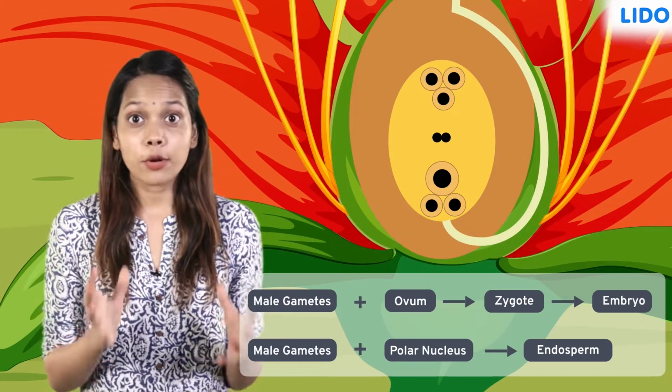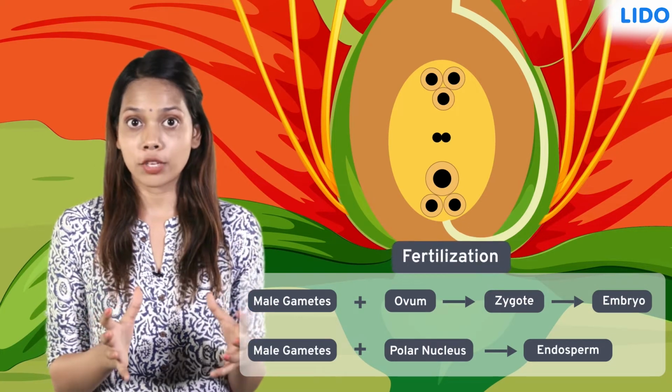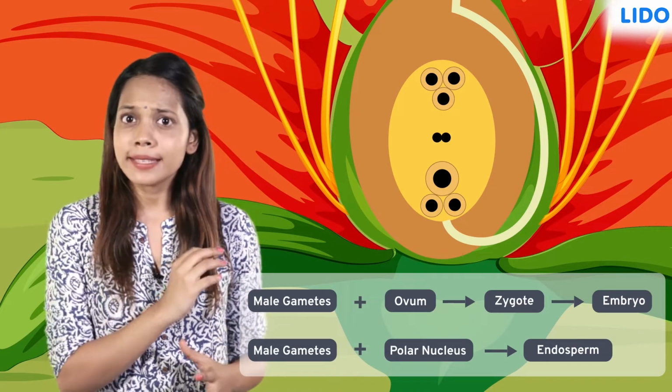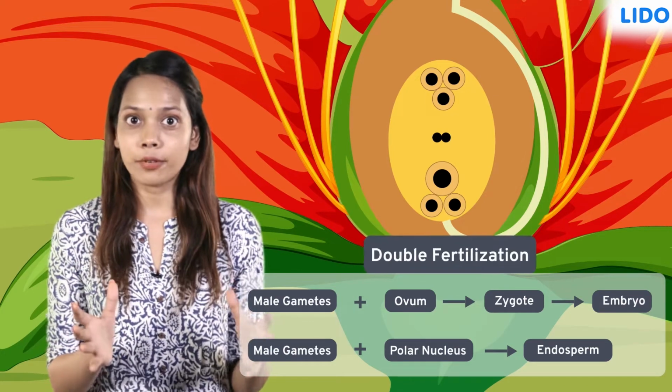This process of fusing of male cells with the female cell is known as fertilization. As we saw, fertilization happens twice inside the embryo sac. Therefore, this is known as double fertilization.